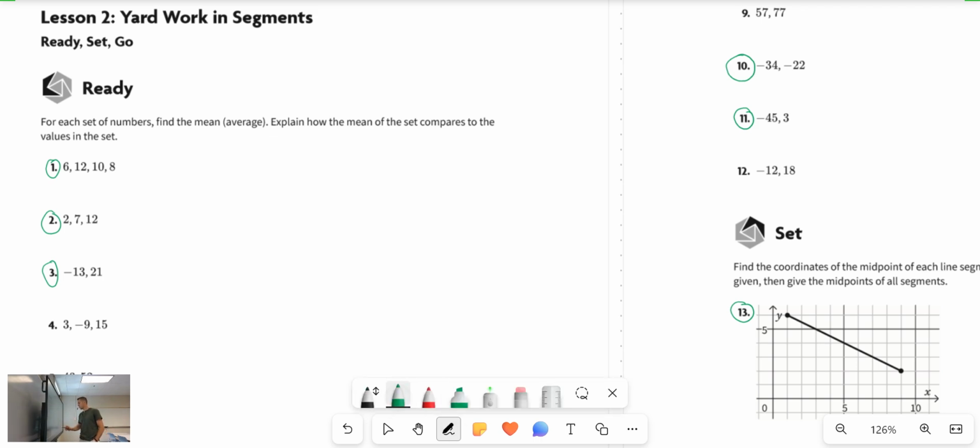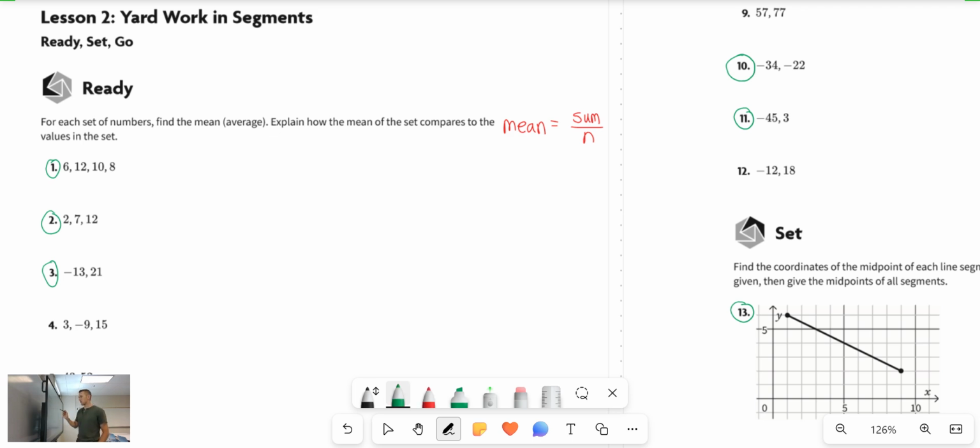Okay, so we're calculating means, which means we're calculating averages, which means we're going to add up all of the values that we have and then divide by the number of values. Or, in other words, and we'll put this in red, our mean is equal to the sum divided by n, the number.